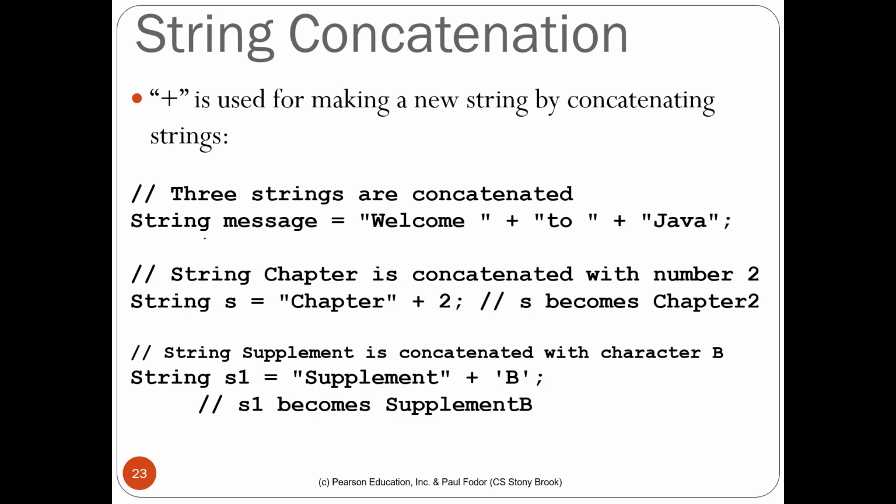You have this message, string message. Message is a reference variable of type String class, and there you have one string. I should call that string 1, which is "Welcome", the string literal enclosed in double quotation. Then you're using a plus symbol. Then you have another string, string number 2, which is "to " with space. Here you have "Welcome " with the space towards the end, "to " with the space towards the end, and then you have the string number 3.